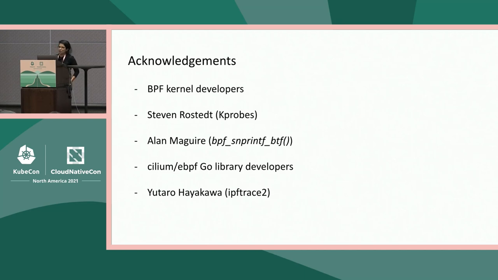So some acknowledgments. Peru uses the eBPF kernel functionality based on kprobe. So thanks to the BPF kernel developers, and Steven Rostedt for kprobes. We are using the BPF snprintf BTF function that's exposed in the kernel so that we can print SKB members in a safe manner. And Peru uses the Cilium eBPF Go library as an eBPF loader to load our eBPF functions.